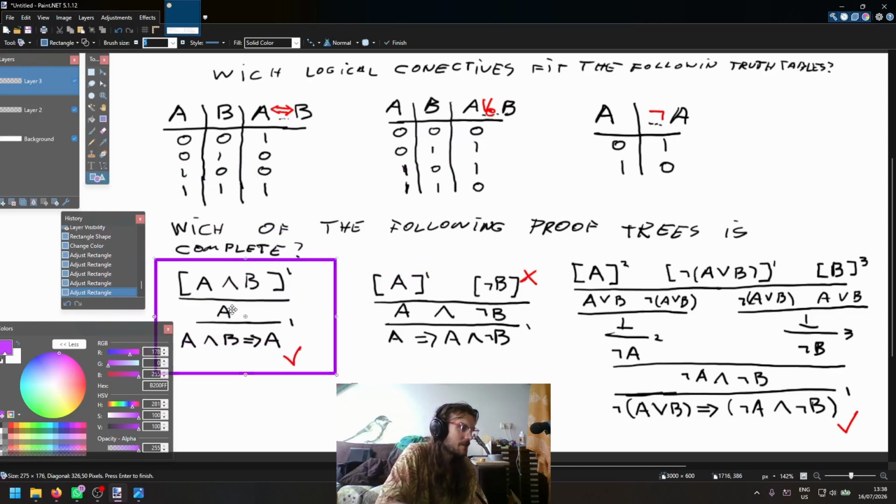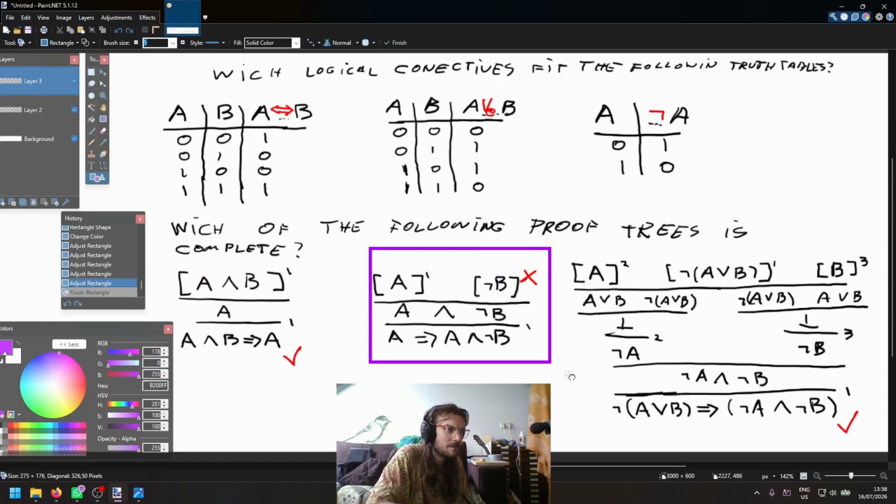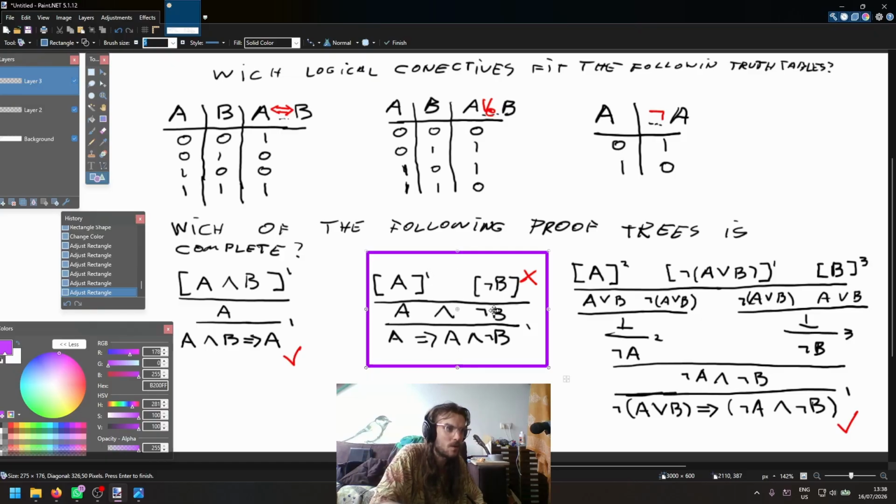This is a correct proof. It uses the modus ponens. So if A and B are true, then A is true in particular. That's what that says. And then this next one, it's an open thing because this assumption here wasn't closed. Also, this sentence doesn't make sense. A implies A and not B. How does A tell you anything about B? It doesn't. So this is not true.